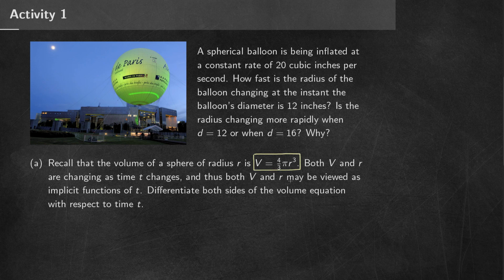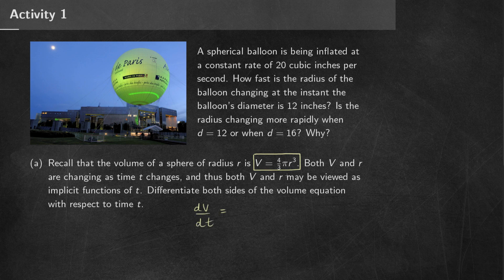So both V and r may be viewed as implicit functions of t because they're both affected by time t. They're both changing with respect to t. And then we're going to differentiate both sides of our volume equation with respect to time t. So we have this equation, V equals 4/3 pi r cubed. We want to take the derivative with respect to t. So on the left-hand side, we take the derivative of V with respect to t. Well, the derivative of V is 1 with respect to V, and then times dV dt.